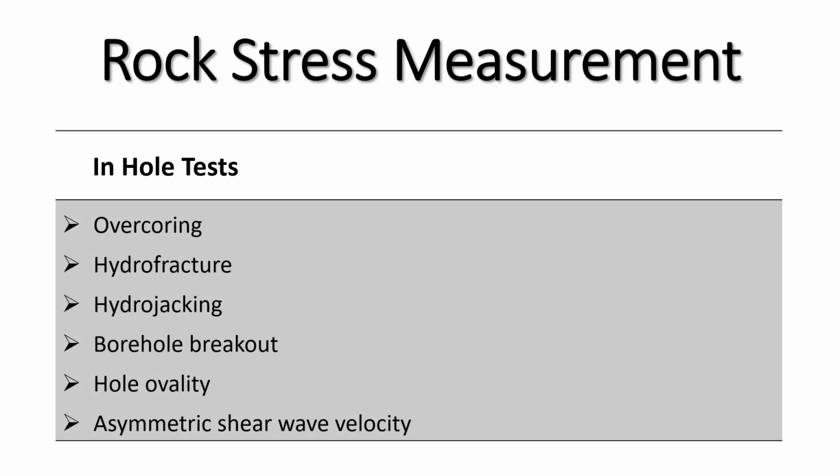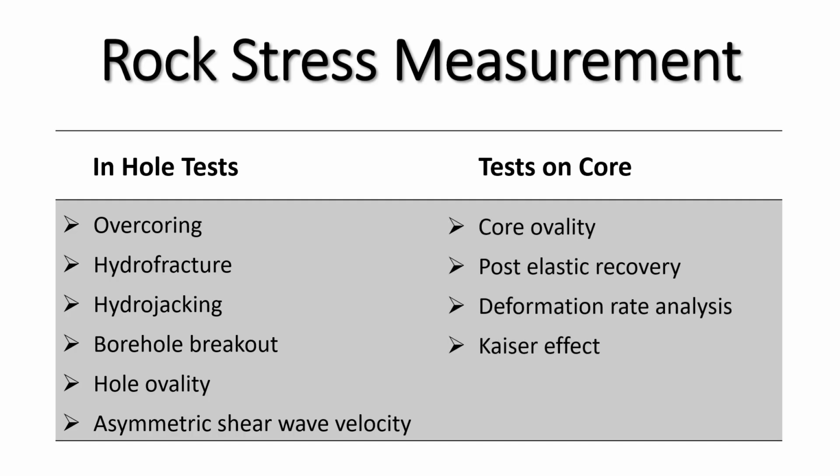These may be roughly separated into in-hole tests, which include overcoring, hydrofracture, hydrojacking, borehole breakout, hole ovality measurement, and the measurement of shear wave velocity with a rotating dipole sonic tool. Tests on core include core ovality, post-elastic recovery, deformation rate analysis, and the Kaiser effect. All these methods are indirect and therefore less certain.